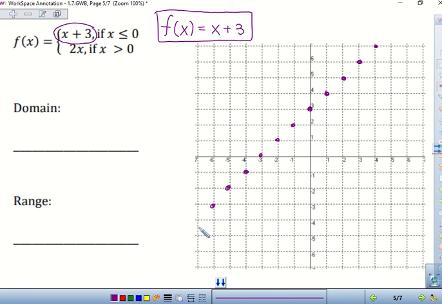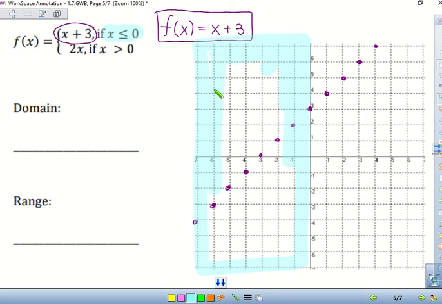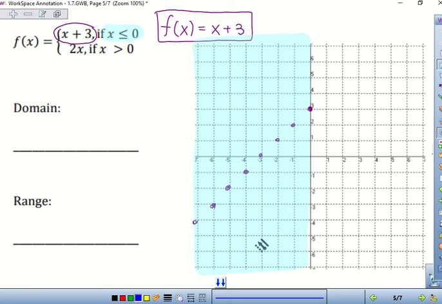But there's one little difference to this particular graph. This graph only exists for x values that are less than or equal to 0. So it only exists in the part of the graph that's less than or equal to 0, only in this blue section. You all see that? Because of that, anything you graphed outside of that blue section is going to be erased. It doesn't exist on this particular graph. Okay? So that's piece 1.